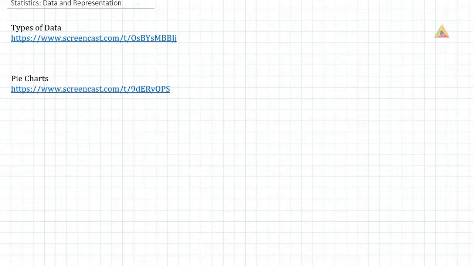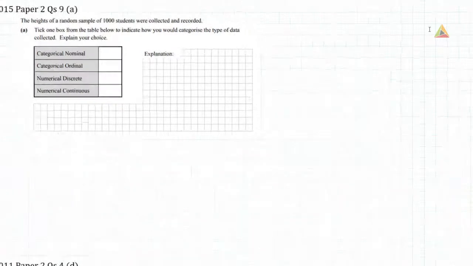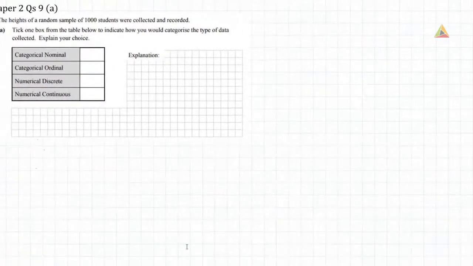So this week, as we said, we're going to start looking at data and representation. So we're going to jump straight into a question. So this is 2015 Paper 2, Question 9, Part A. And it says here, this is going to be about our types of data. So let's just get the question on the screen properly.